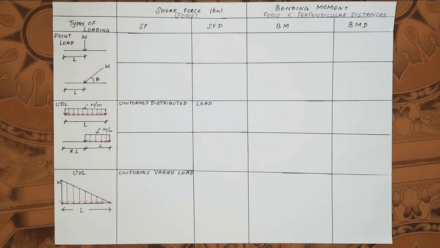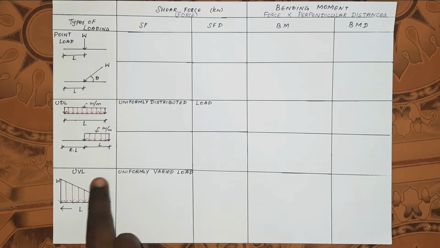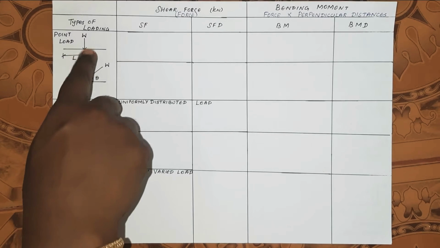Today's topic is shear force and bending moment for various types of loading. Here you see the point load, one is the uniformly distributed load, and another one is the uniformly varied load. So first, what is a point load?